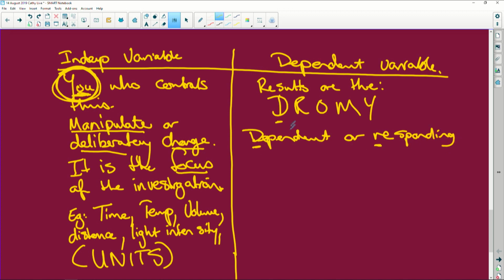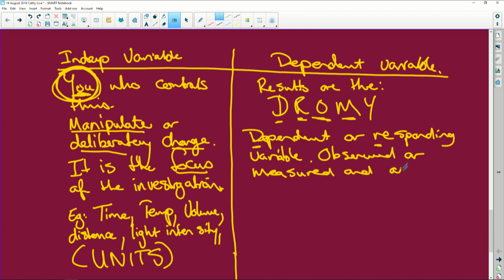So there's your D. Dependent or responding variable, okay, and it is observed or measured for the M, and always plotted on the y-axis.